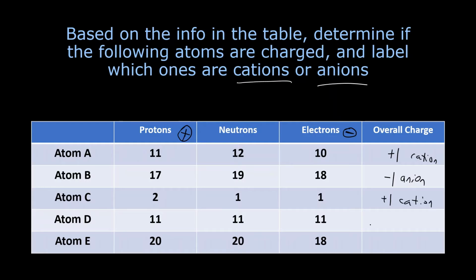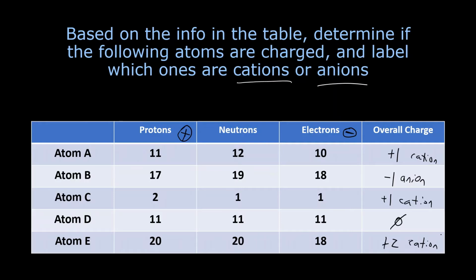Atom D, 11 and 11. Okay. 11 protons and 11 electrons, that's balanced. So the overall charge is nothing. You would not call it an ion. That's just a neutral atom. And then atom E here, 20 protons, 18 electrons. There's 2 more protons than electrons, so this would have a +2 charge. It's not a double cation. It's just called a cation because it's a positively charged atom. There's how to deal with that.